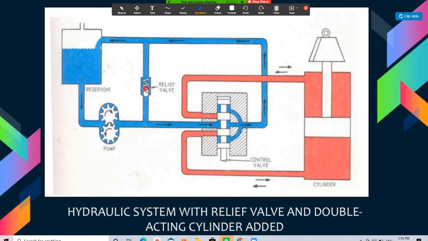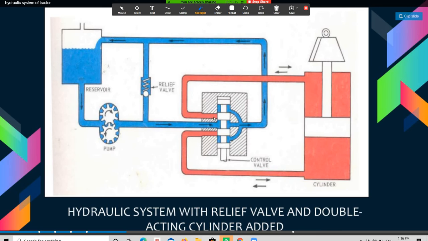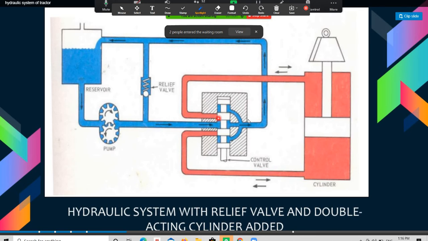Now the control valve. The control valve allows the operator to direct the flow of the liquid from the pump, either from the pump to the cylinder or from the cylinder back to the reservoir.